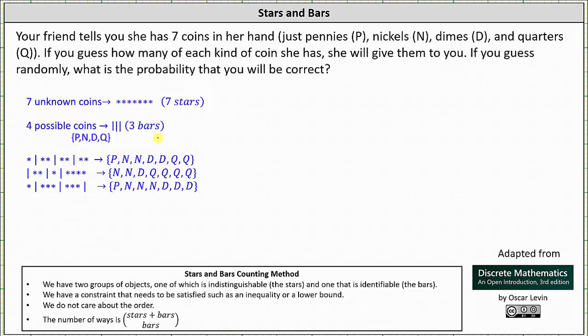We always begin with pennies, and for the first stars and bars chart, we begin with a star, and therefore one of the coins is a penny. And then we have a bar, which means we switch from pennies to nickels. And then we have 2 stars, which indicates we have 2 nickels. And then we have another bar, and therefore we switch from nickels to dimes. And then we have 2 stars, which indicates we have 2 dimes. And then we have another bar, which indicates we switch from dimes to quarters, and then we have 2 stars, indicating we have 2 quarters. So one possible outcome is 1 penny, 2 nickels, 2 dimes, and 2 quarters.